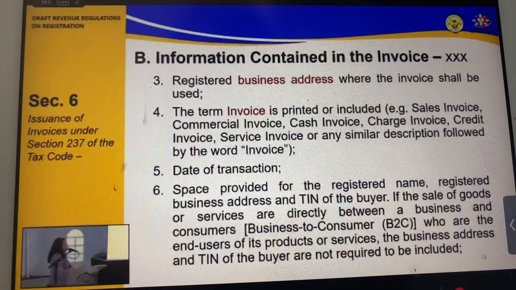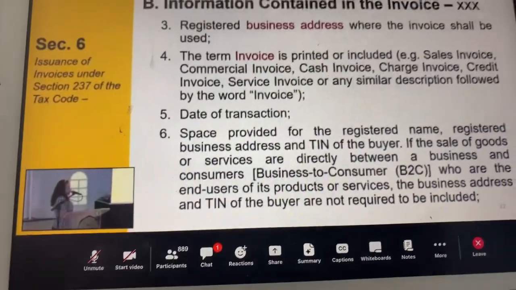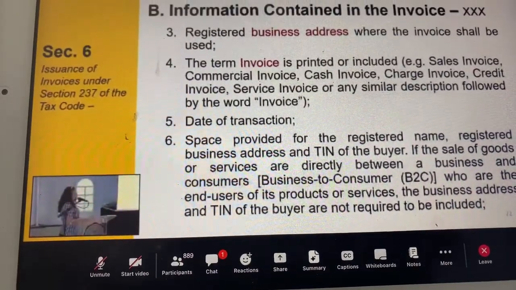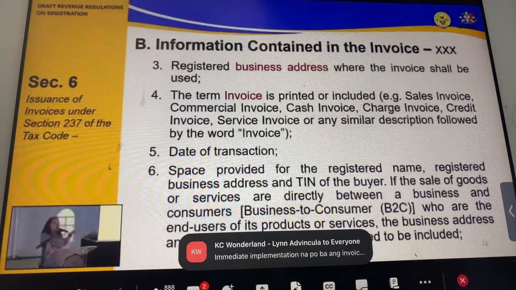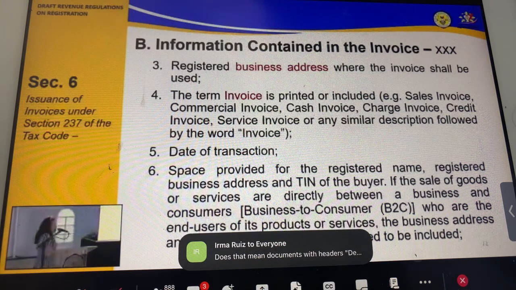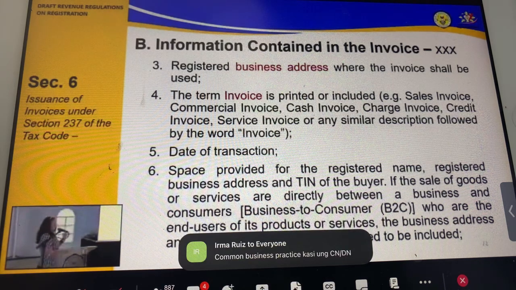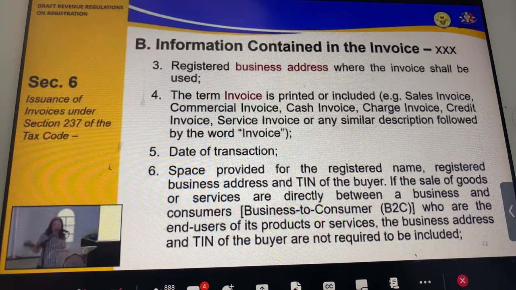Okay? Then number 5, the date of transaction. 6, a space provided for the registered name, registered business address, and TIN of the buyer. Again, wala na pong business style that will have to be reflected. If the sale of goods or services are directly between a business and consumer, B2C, and consumer po, who are end users of the products or service, the business address and TIN of the buyer are not required to be included. Okay? Pagka po end consumer ang ating mga customers or buyer.